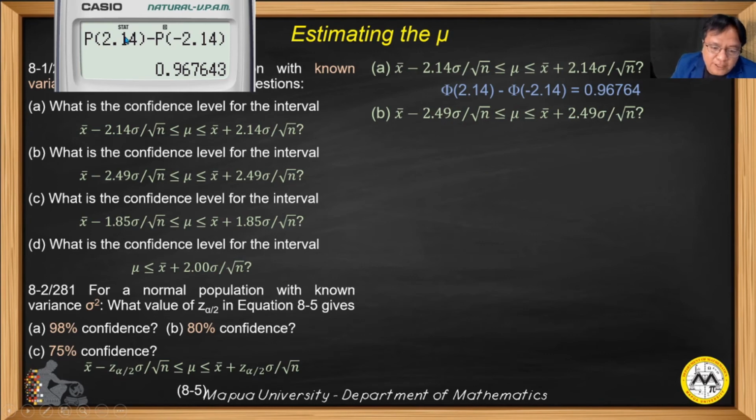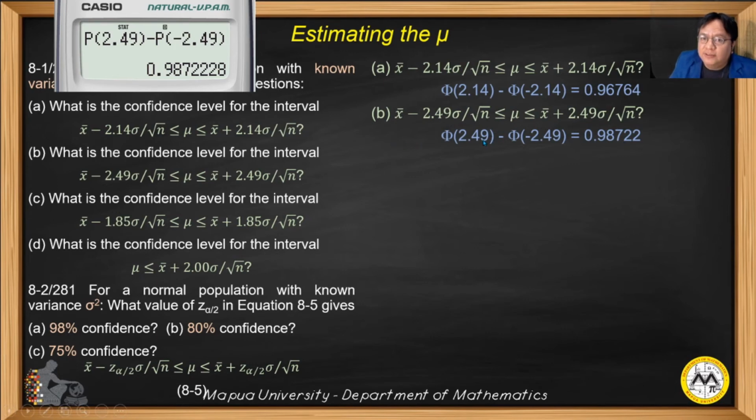For the second one, it's from negative 2.49 up to positive 2.49. So that would be phi of 2.49 minus phi of negative 2.49, which is equal to 0.98722 or 98.72%. Observe that if we increase z, we also increase the confidence level.